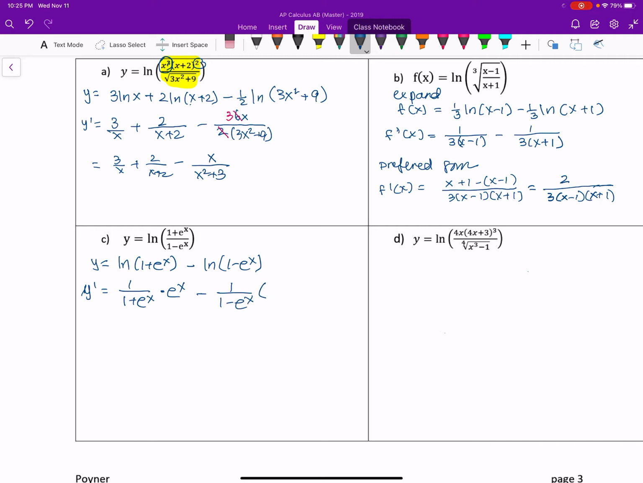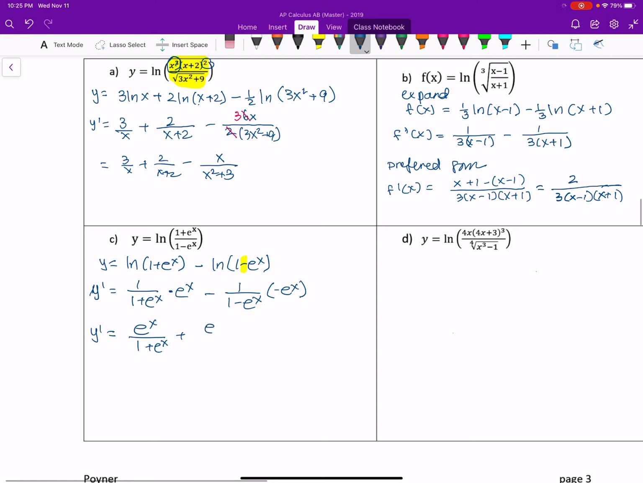So then the derivative of the inner function is negative e to the x. Don't forget that. I tend to forget this a lot, that negative sign there, but it matters. All right, let's clean it up a little bit. So we get e to the x over 1 plus e to the x plus e to the x over 1 minus e to the x. If that was all we were asking for, then we would just be done.